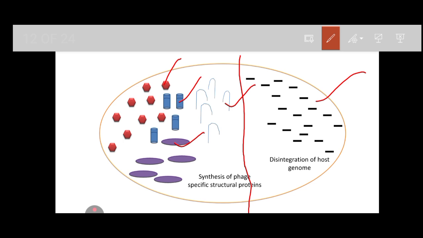So this is a simultaneous action. Early genes and late genes are expressed in parallel, so that the early genes, we know, destroy or completely denature or slice the host genome into small pieces. This is what I mentioned on the right-hand side of the presentation: the disintegration of host genome. On the left side, I have explained the synthesis of structural components of the virus.